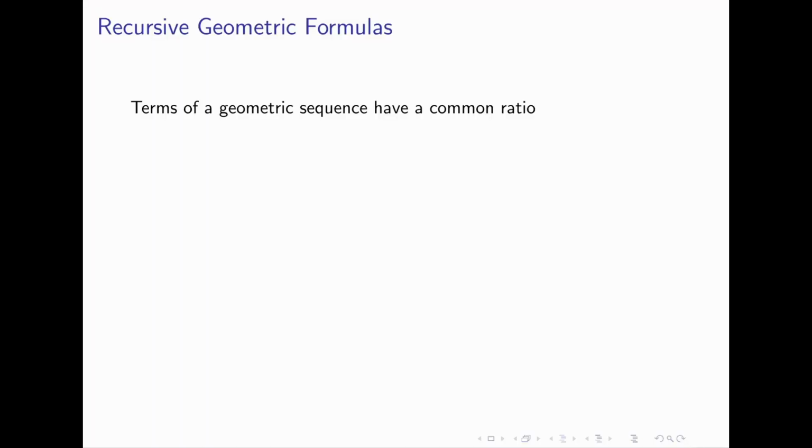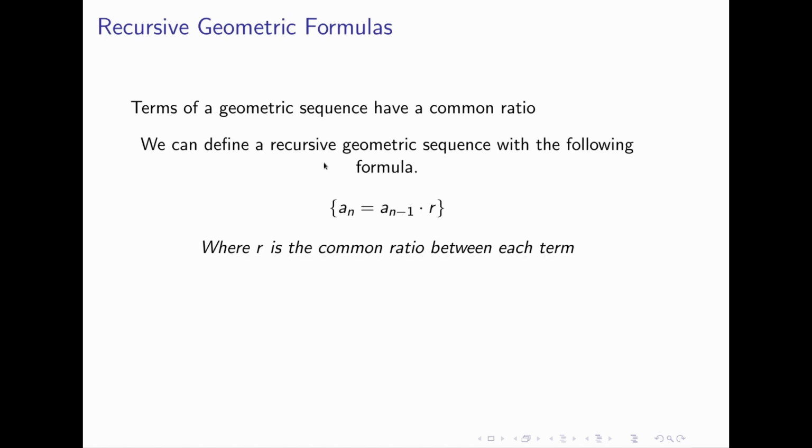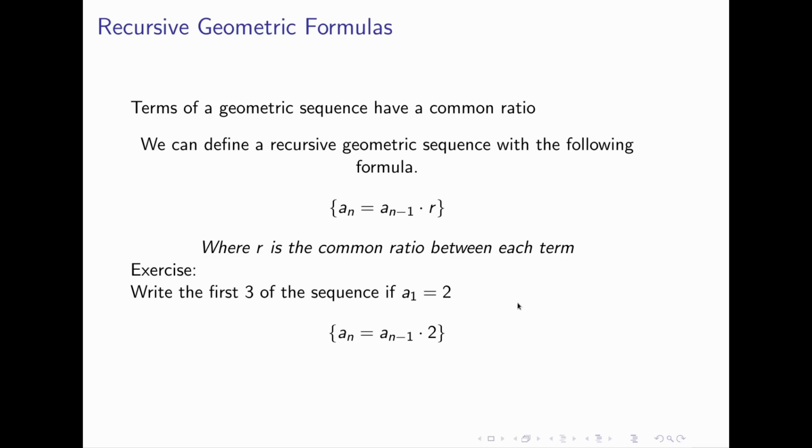So moving on, we also have recursive geometric formulas. A geometric sequence has a common ratio. This means we're either multiplying or dividing by a constant amount between each term. So we define a recursive geometric sequence with the following formula: we have this new term, this is the last term, times some constant r. If this was a fractional constant, we would do division, and if it was negative, it would jump between negative and positive. I'll show you more of that when we go to the example. We see that r is this common ratio. For an exercise, what are the first 3 terms of this following sequence?